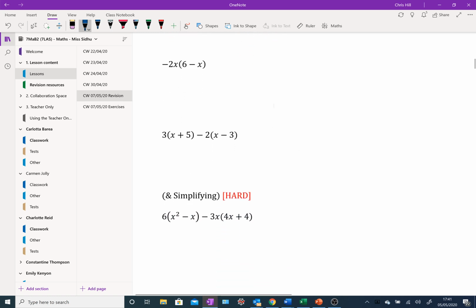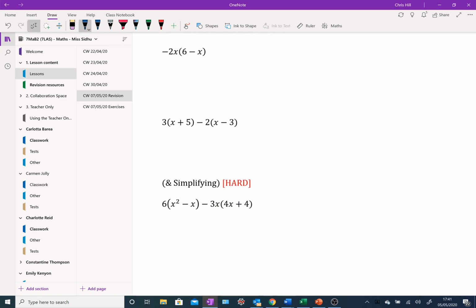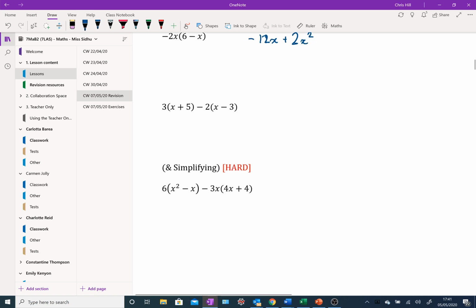Okay, so doing the same thing here, minus 2x times 6 is minus 12x. Minus 2x times minus x, that would be plus 2x squared. Can we simplify that? No, we can't.